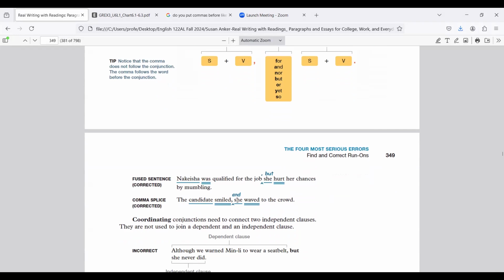The candidate smiled and she waved to the crowd. So and is addition. Okay. So remember, and is addition, but is a contrast, yet is a contrast, so is as a result. Okay. I like the beach, so I moved there. Okay.